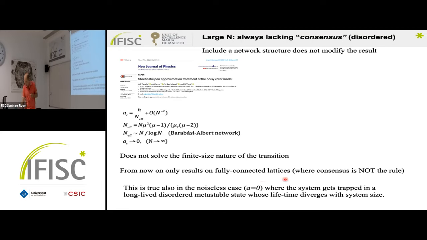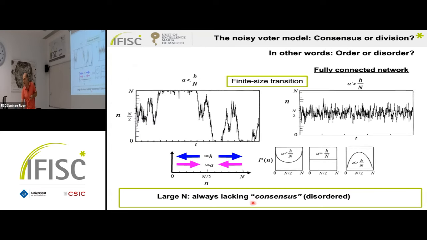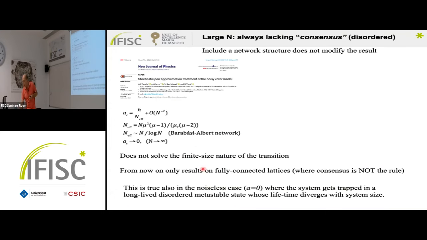And I'd like to point out, this is a subtle point, that this idea that in the limit when n goes to infinity, the system is always disordered, also holds in the noiseless case. It's a question of how you take the limits, okay? You take the limit first, n going to infinity, and then a equals zero, it is always a disordered state. In the noiseless case, what you have is that in the limit of large n, you live in a metastable state that remains for a long time before reaching consensus. So the time in which you are living in that metastable state grows with system size. As the system size increases, this metastable state lives longer and longer. So you're always in the disordered state. So bottom line, this model is always disordered in the limit of large n.